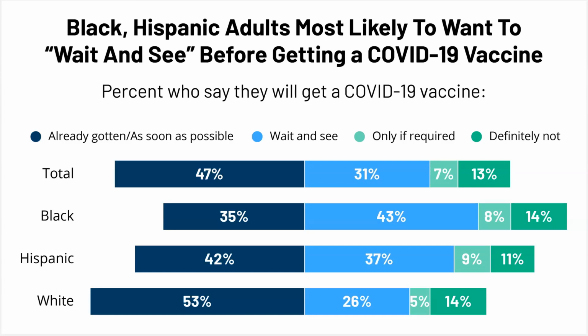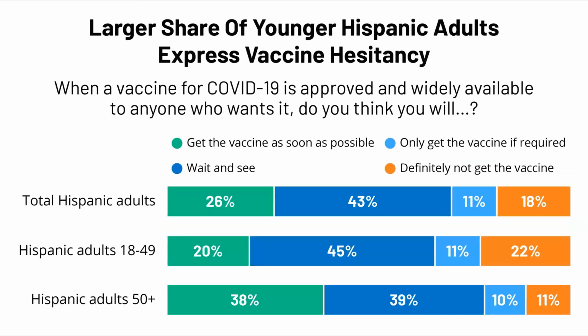So Black Hispanic adults are most likely to want to wait and see before getting a COVID-19 vaccine, right? Because of trust, because they want to wait and see. A larger share of younger Hispanic adults express vaccine hesitancy. Again, this goes back to healthcare.